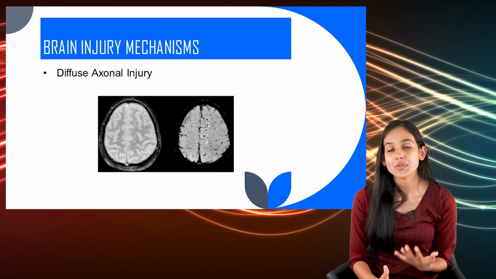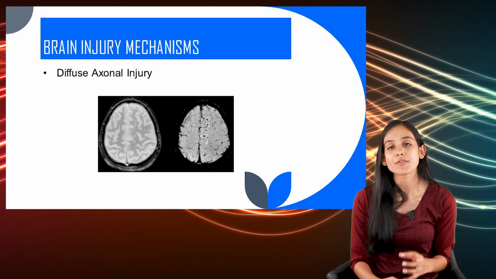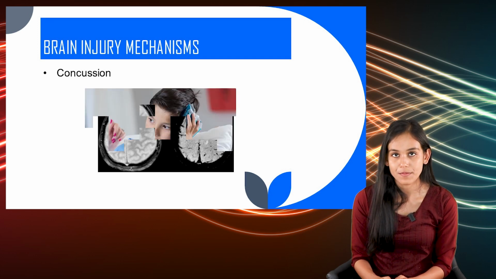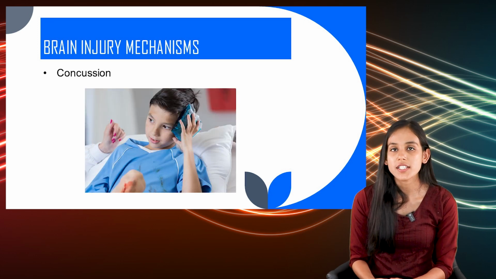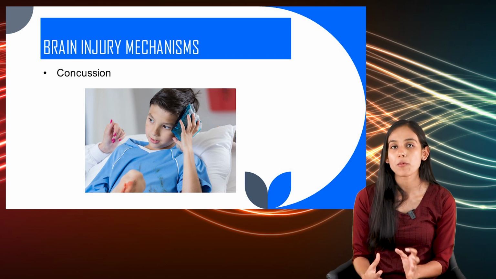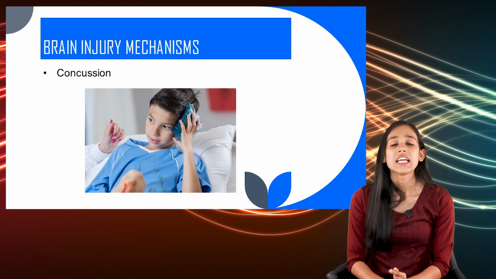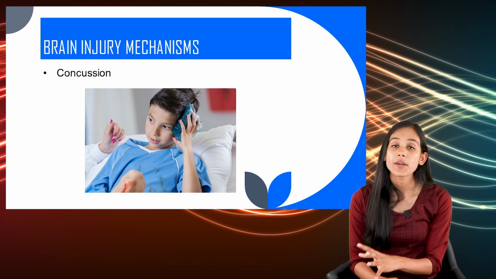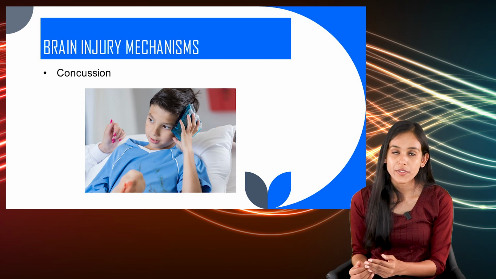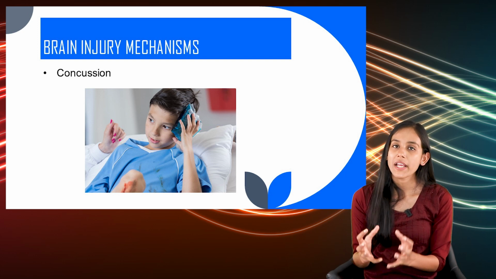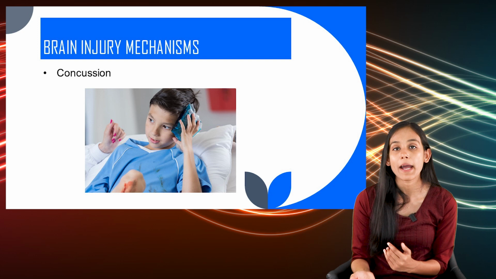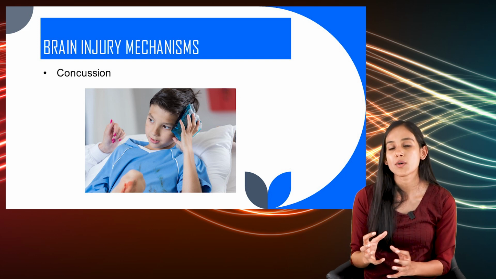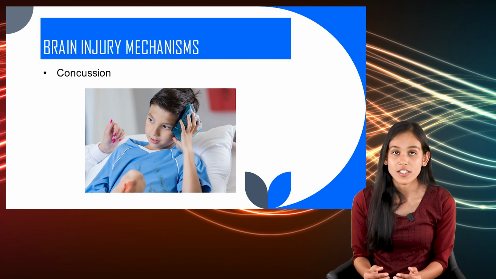And then there is diffuse axonal injury. So what is diffuse axonal injury? Here what happens, there will be tearing of the axon. And then there is concussion. In concussion, it is a type of traumatic brain injury. What basically happens here is, when there is a direct blow to the head or to another part of the body, which causes the brain to move back and forth very rapidly, and if that happens multiple times, then what happens is called concussion.